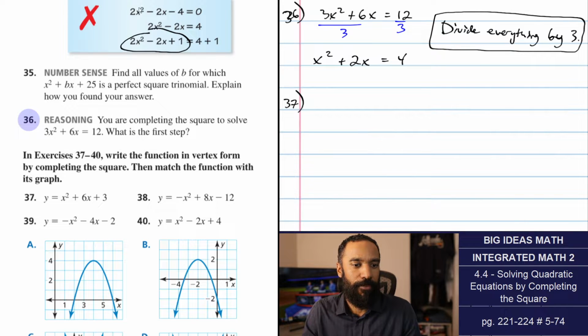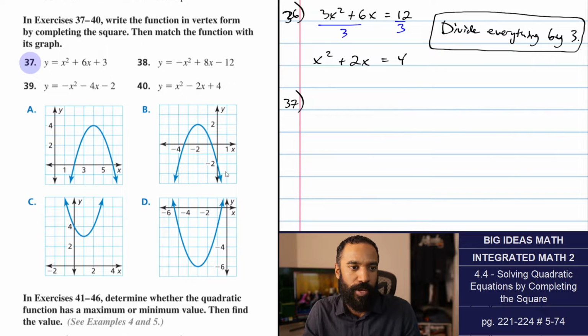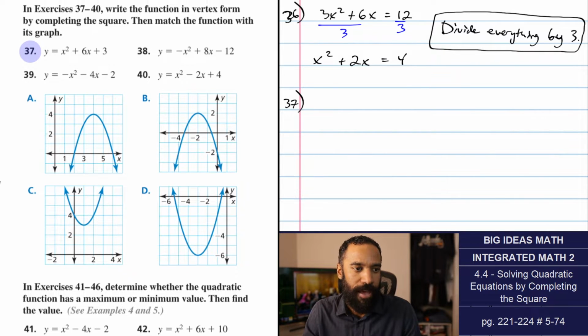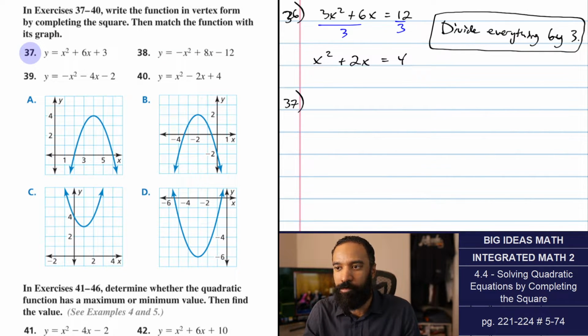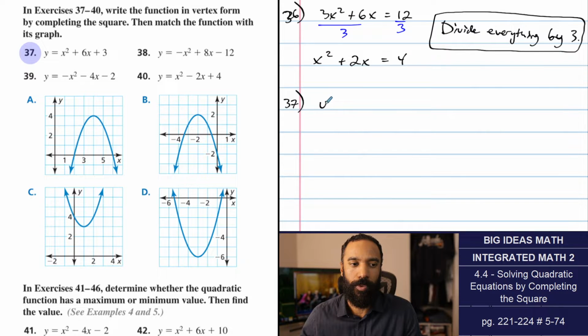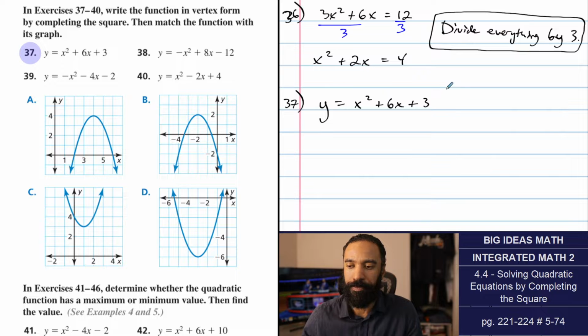All right, in 37 to 40, we're going to write the function in vertex form by completing the square. So no negative b over 2a. Then we're going to match the function with its graph. So the vertex will help us reveal the graph, plus the sign of the equation. We're going to start with y equals x squared plus 6x plus 3.